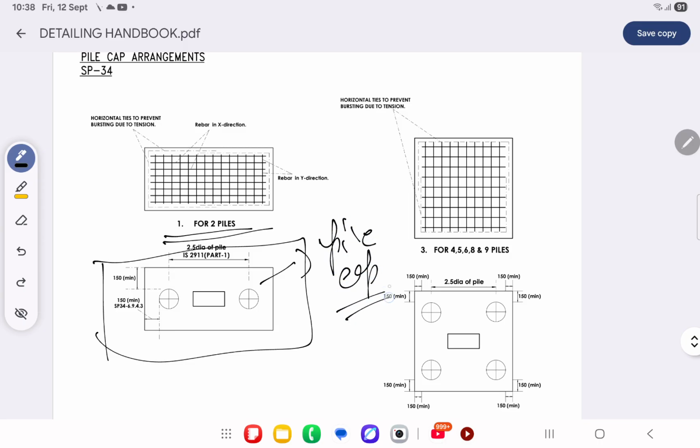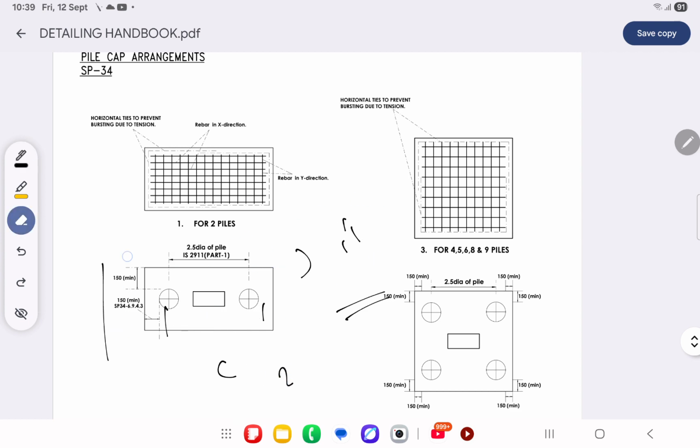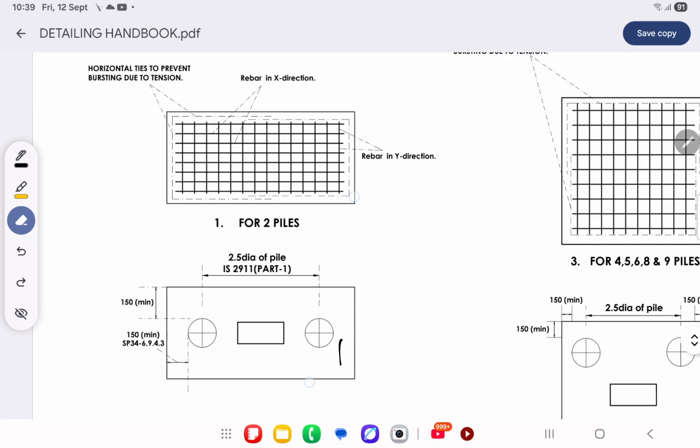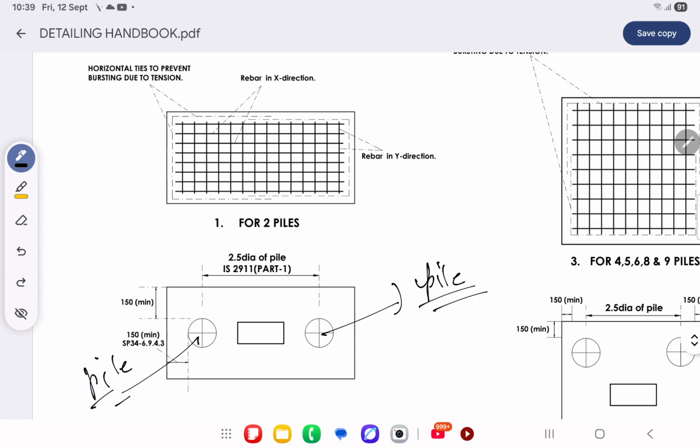This is the pile cap, and here this is the pile, this is the pile, and this is the column. So how much should the distance between two piles be, so we have to follow that. I'm just saying here, so you will grasp the things very easily, just zoom it. See the distance between two piles, this is the pile and this is also a pile, and this is the pile cap and this is the column.